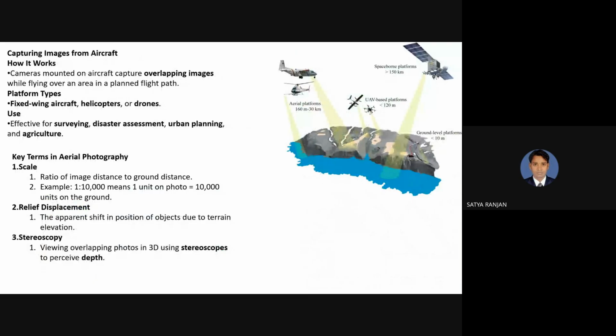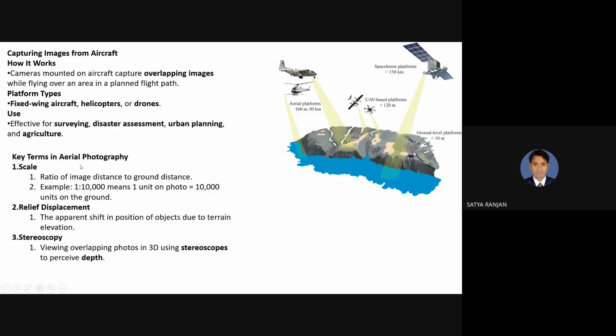Then some cameras are mounted and take overlapping images. This is the satellite image. Then this is the aerial photography from a flight or helicopter, and then some UAVs are there. Why do we use aerial photography? For surveying, disaster assessment, urban planning, and agriculture. So these are the major areas where we use it: surveying, disaster assessment, urban planning, and agriculture.